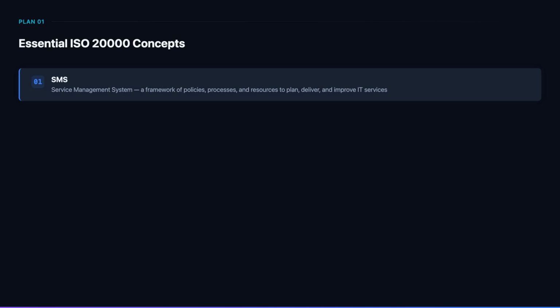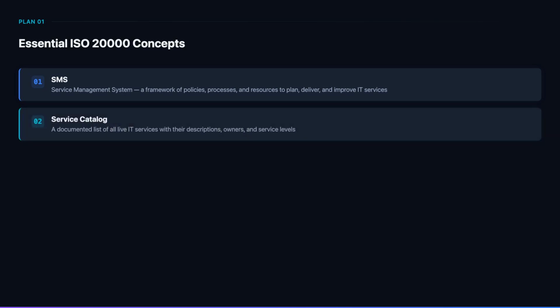processes, and continual improvement. The service catalog is the single source of truth for all live IT services your organization provides. It documents each service's description, business owner, technical owner, dependencies, service hours, and agreed service levels. A well-maintained catalog is the foundation of effective service management.